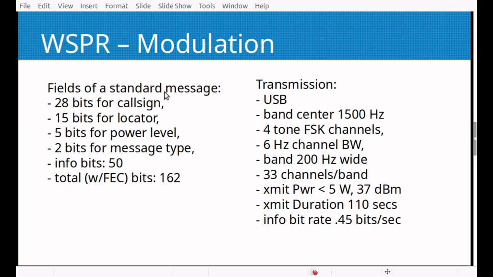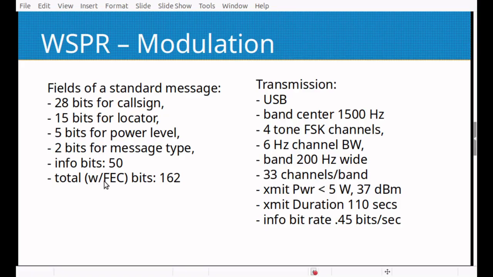It has a standard message. The operator does not populate the message. It's always the same. It's got a call sign, 15 bits for a locator grid, 5 bits for the power level, and 2 bits for message type. So the information bits are 50. And we're going to talk about information bits at some length today, and that's really the measure that we're going to focus on, how much information is transmitted in any one particular mode.